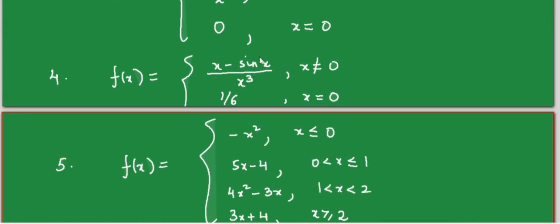Fourth question, you have x non-zero, this is the value of the function, and x equal to 0, this is the value of the function. So you will find out the limit, and the limit will be obtained using L'Hopital rule, and you will have to see that 0 minus and 0 plus limits are the same as f of 0. So this is again worth trying.